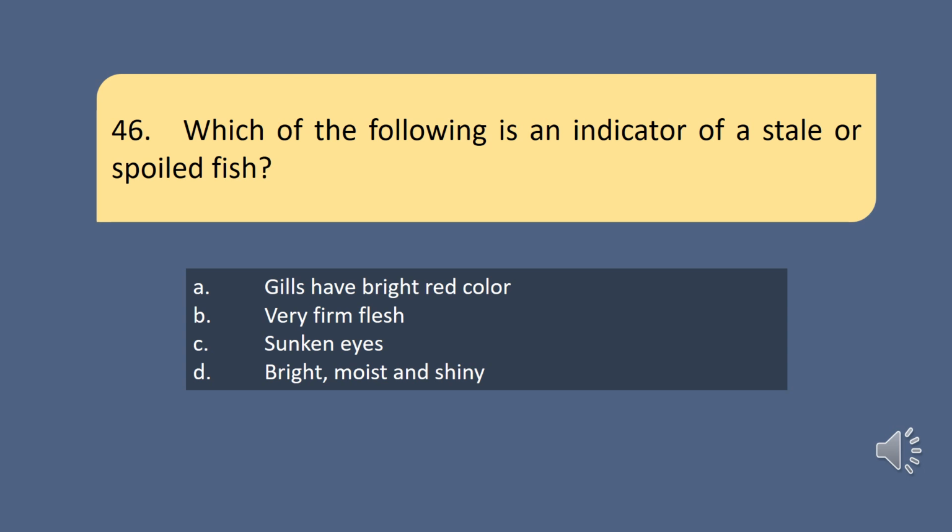46. Which of the following is an indicator of a stale or spoiled fish? A. Gills have bright red color. B. Very firm flesh. C. Sunken eyes. D. Bright, moist and shiny.